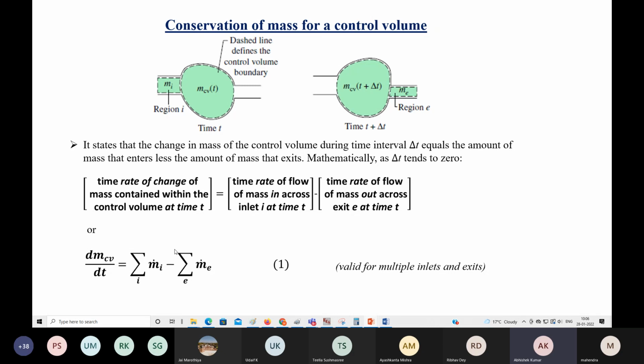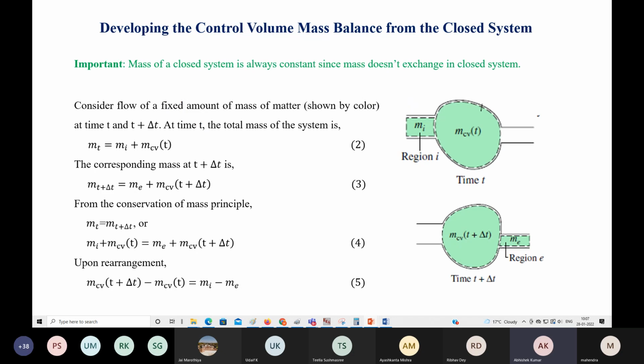So to accommodate any number of inlets and outlets, we have used this sum over here: sum of all inlets minus sum of all outlets. This is the control volume, the change of the mass with respect to time within the control volume. The same way, individually, what is happening in this case, this case, this case, we are summarizing over here.